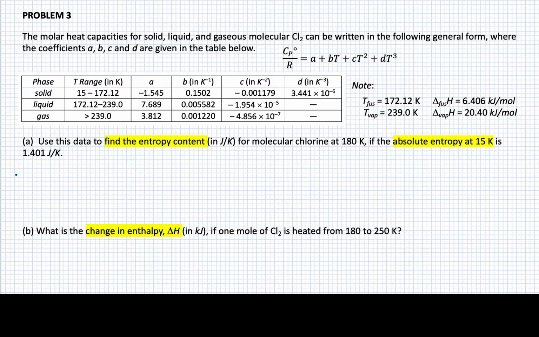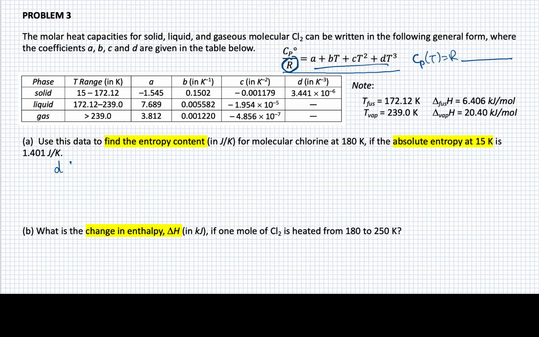All right, problem 3. Now we're going to use an equation that tells us how the heat capacity changes as a function of temperature. And this is in units of the gas constant R, so be sure you're aware of that. So in essence, Cp of T is going to be R times this expression that we're given here. If we have the heat capacity as a function of temperature, that's going to allow us to find absolute entropy content, and it's also going to allow us to find a change in enthalpy, and that's the whole point of this problem.